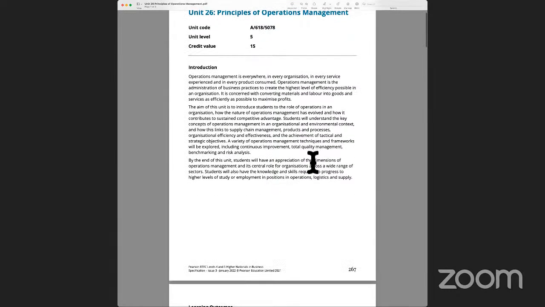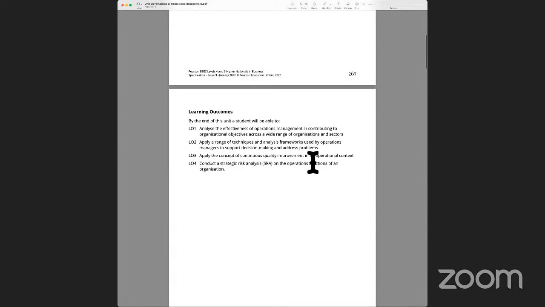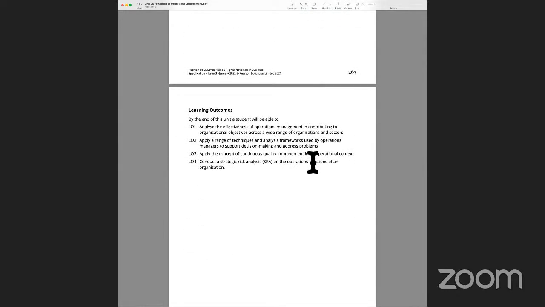And that would be the essence of studying this particular unit. Now, the unit has 4 learning outcomes. Most Pearson units, as you know, have 4 learning outcomes. So we'll be covering learning outcome 1 and 2. There'll be 1 assignment after that, and learning outcome 3 and 4. There'll be a second assignment after that.